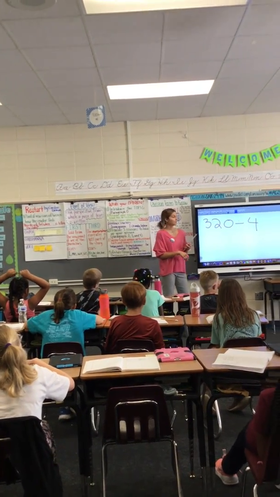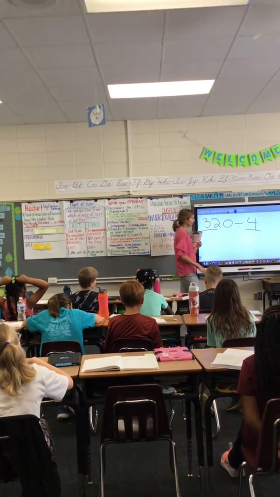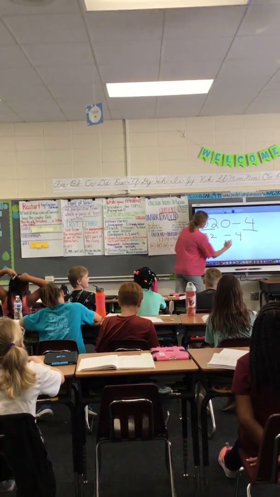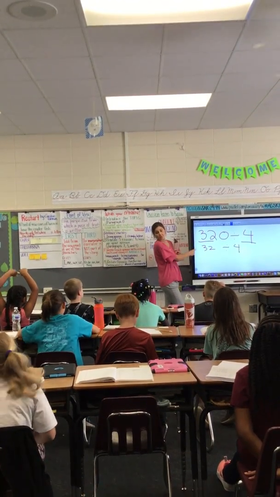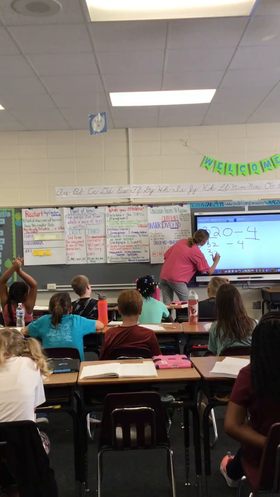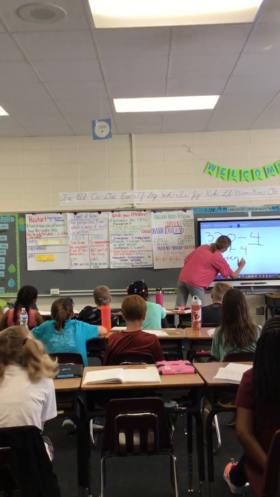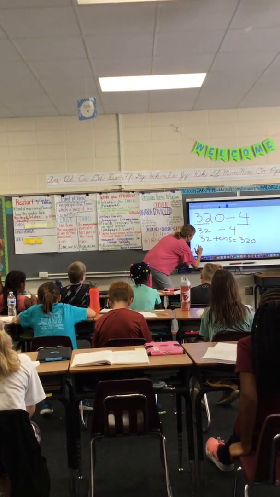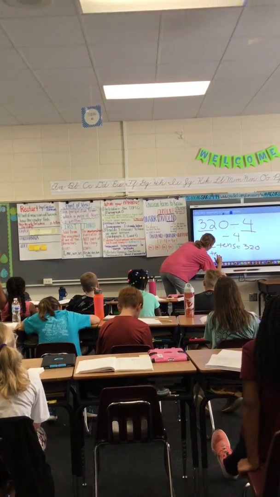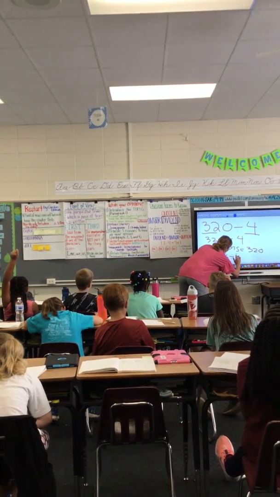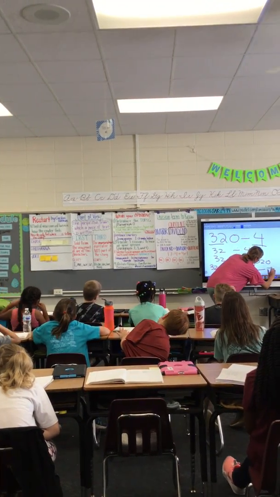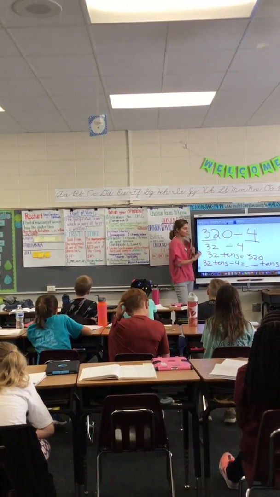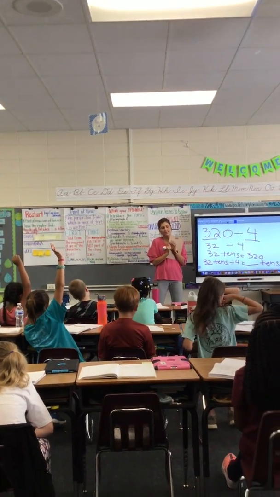So I said 320 divided by 4. I see a basic division in there. 32 divided by 4. And I know that I got from 320 to 32 because 32 tens equals 320. So basically what I'm doing is 32 tens divided by 4 equals blank tens. Who can tell me what 32 divided by 4 is? Sarah Kate.